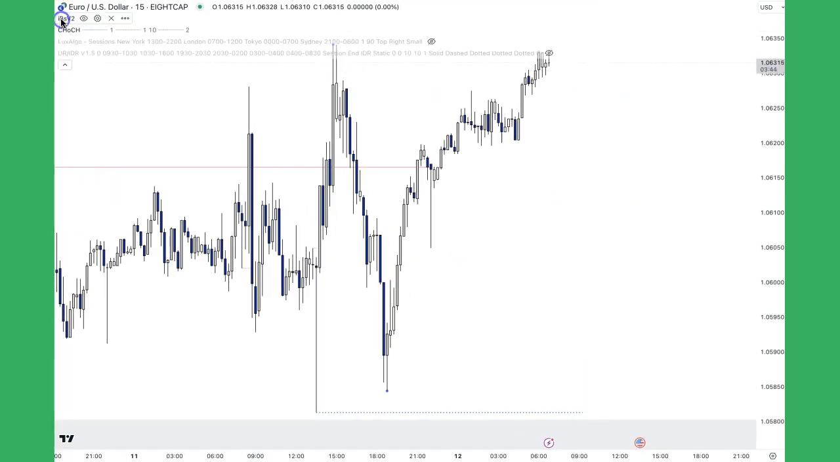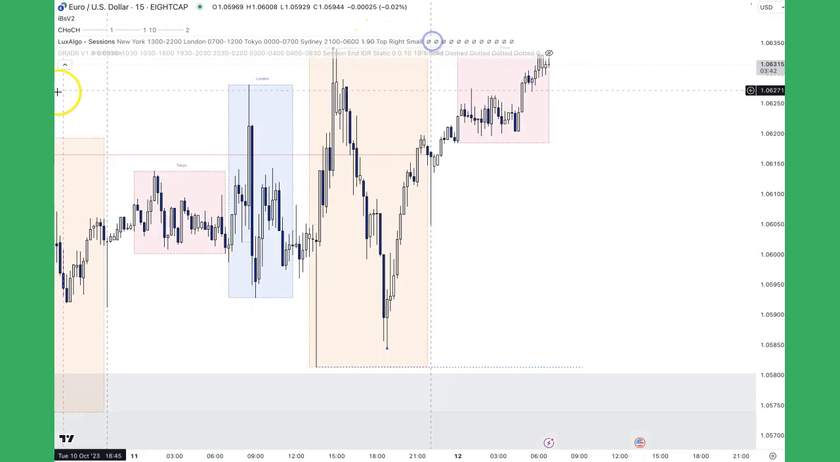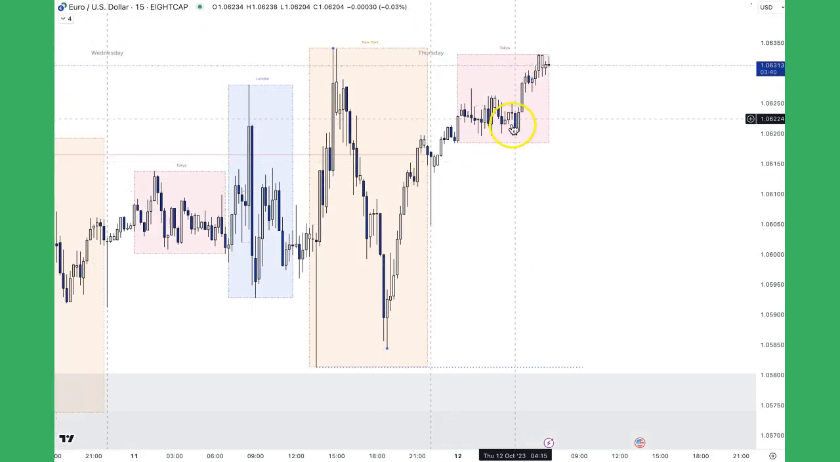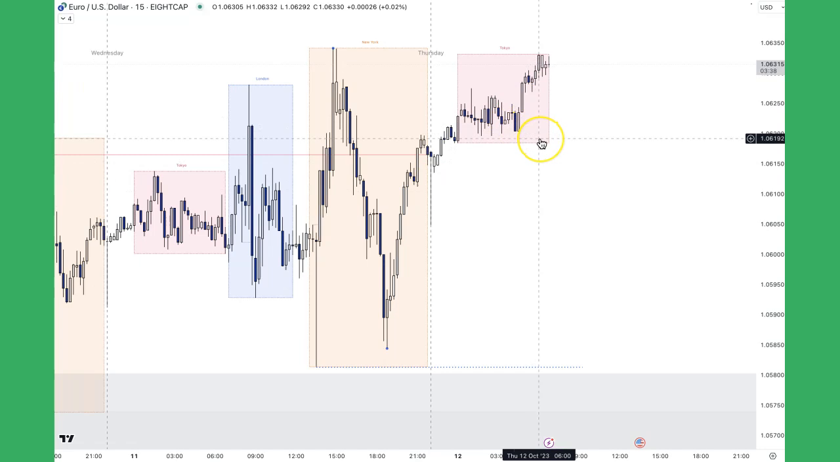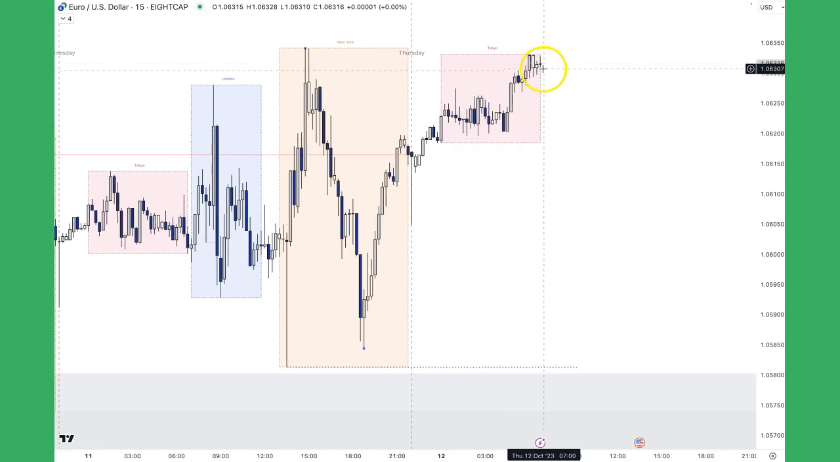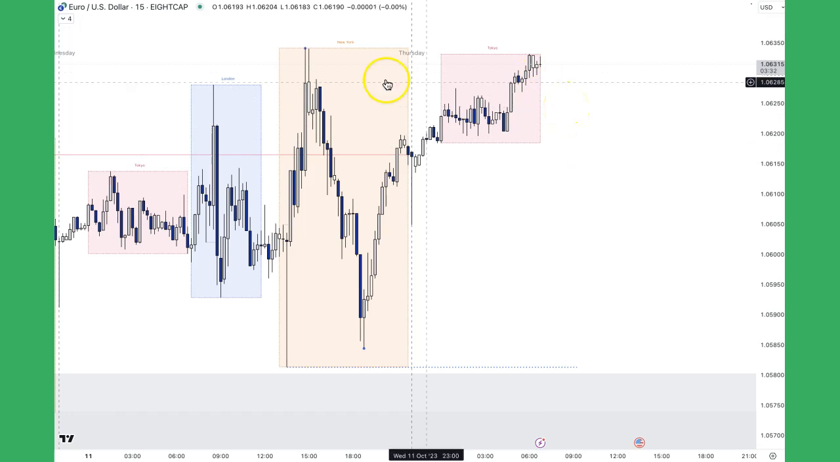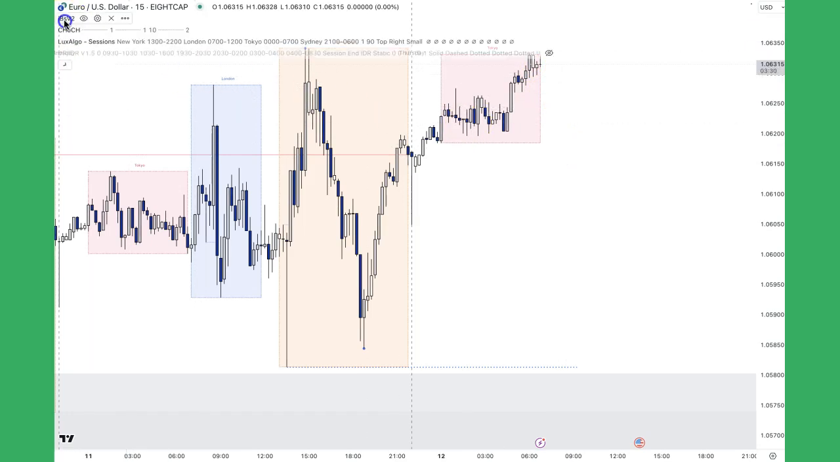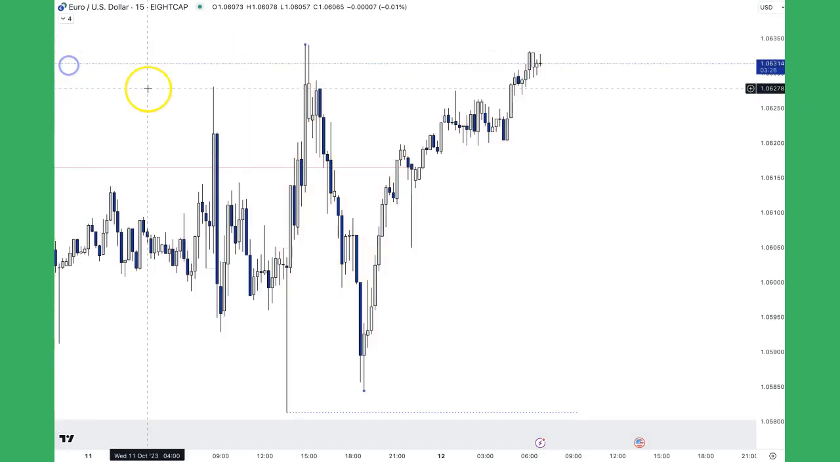If we look at our sessions, this is what the Asian session is. So probably we'll have a sweep of liquidity or something like that before we pull up further, but I'll just leave it at this.